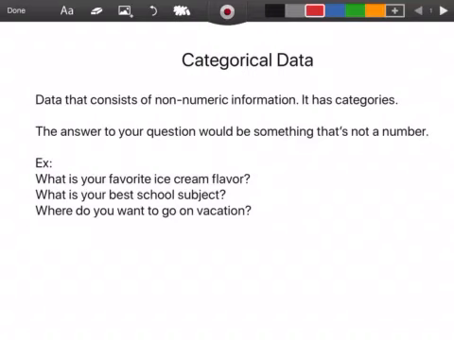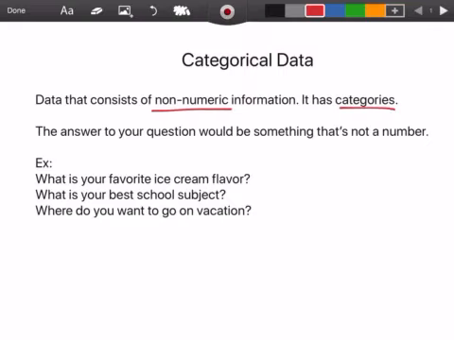Today's video is over categorical data. So the past week and a half, we have been dealing with numeric data. We've been dealing with situations where if I were to ask a question, your answer would be a number. Categorical data is data that consists of non-numeric information. It has categories. So the answer to your question would be something that's not a number.